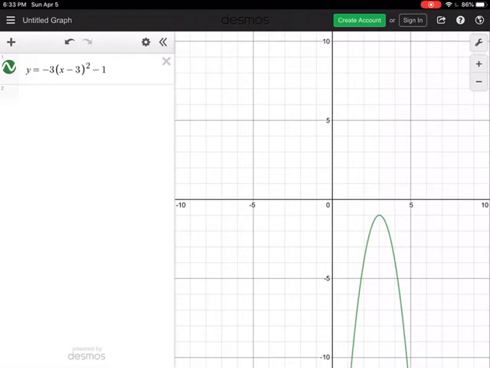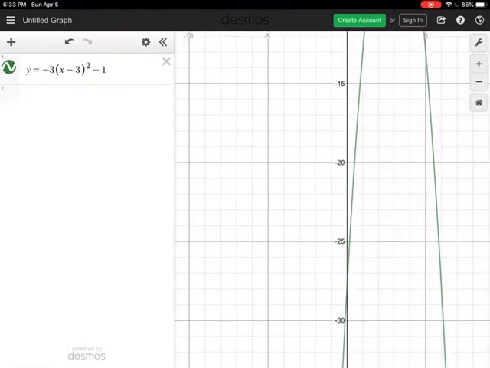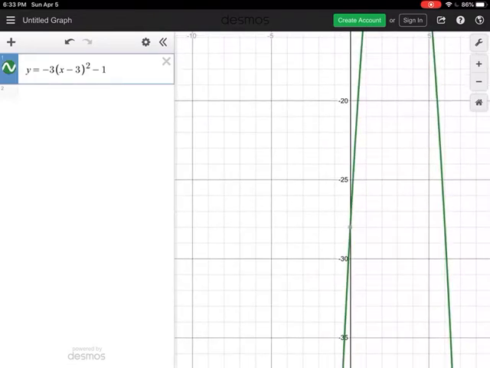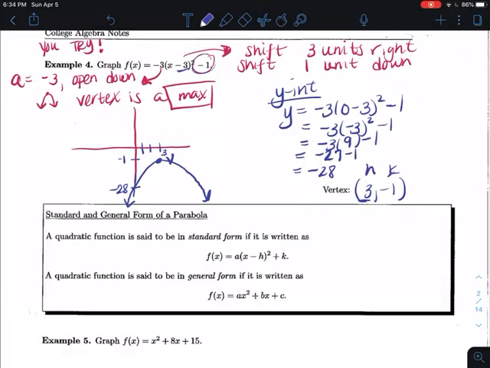So notice how my parabola is open upside down. If I click on the vertex, that's the vertex (3, -1), which we already established. And then let's look at the y-intercept. If you go down here, the graph crosses the y-axis at -28. So we did it correctly. So hopefully you understand how to graph the parabola in what we call standard form.